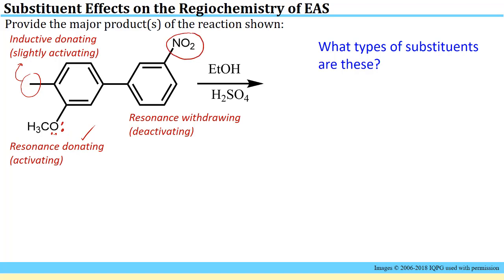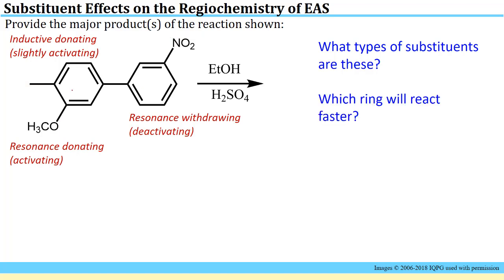And we've also seen the nitro group so far in this video homework, and we've identified that as a resonance withdrawing group. So we've deactivated this ring but activated this ring, so the ring on the left is going to be the one that gets substituted. It will react faster. So we've identified the correct ring.